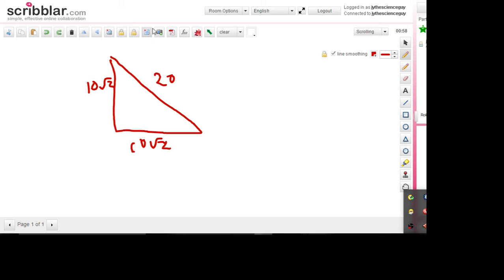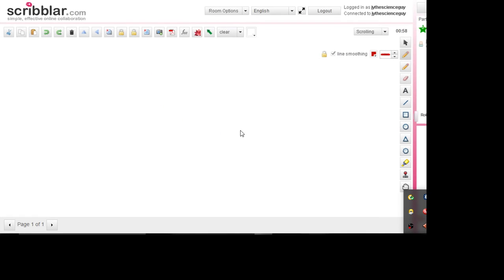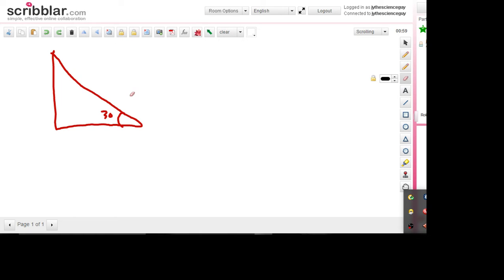Okay, let's do 30, 60, 90 triangle. So I'm going to draw the general one up again. I'm going to make this side 30. Maybe I should do it the other way, because that doesn't really look right, does it? So I'm going to make this side 30 and this side 90, and so this side would be 60.